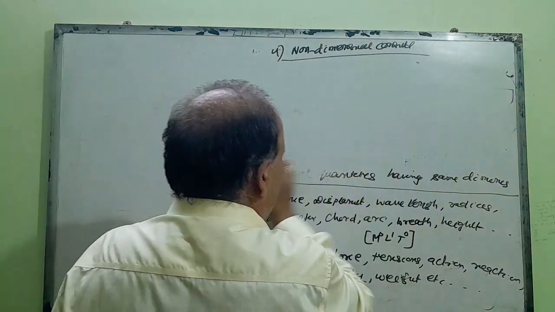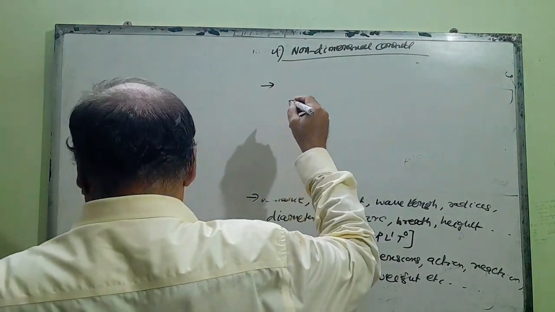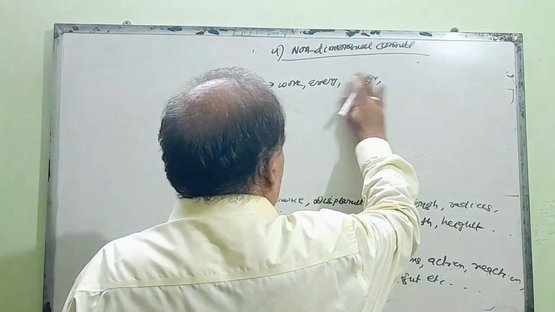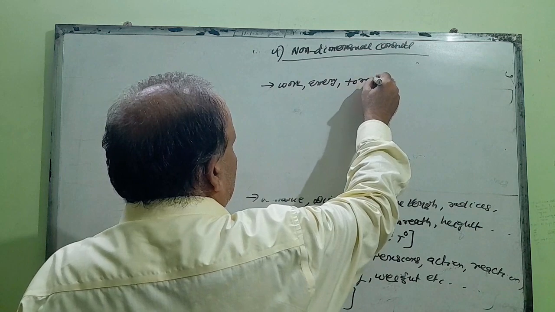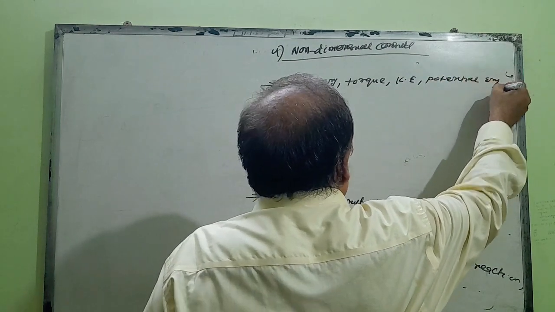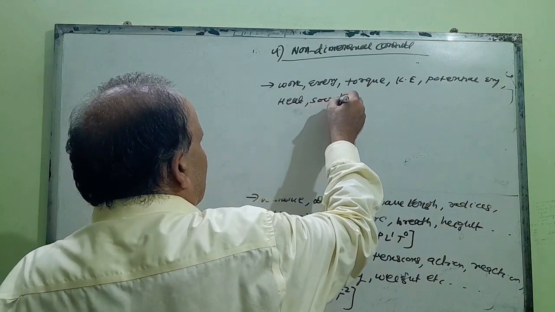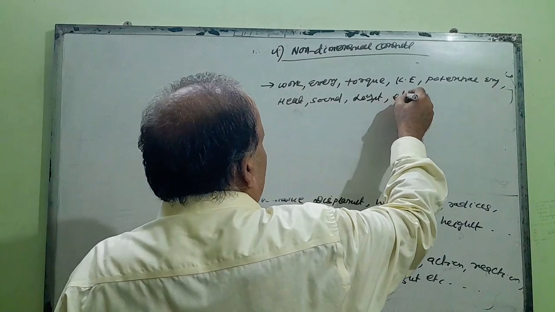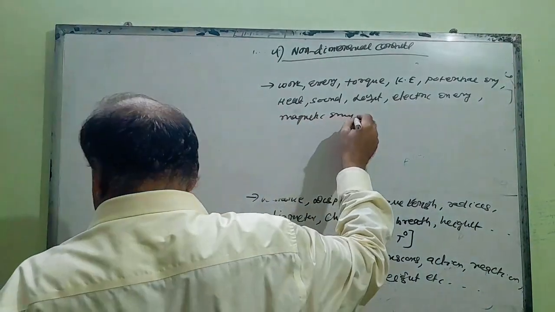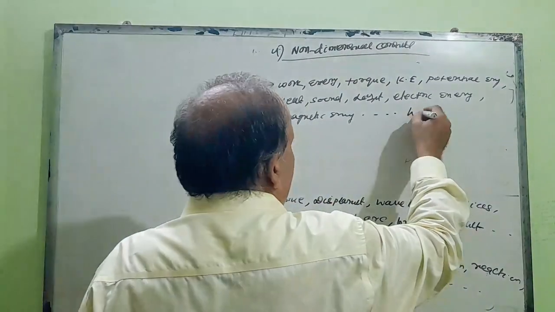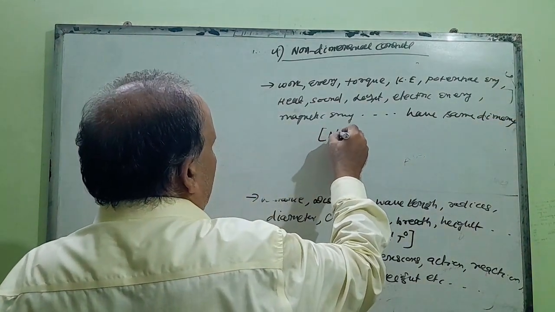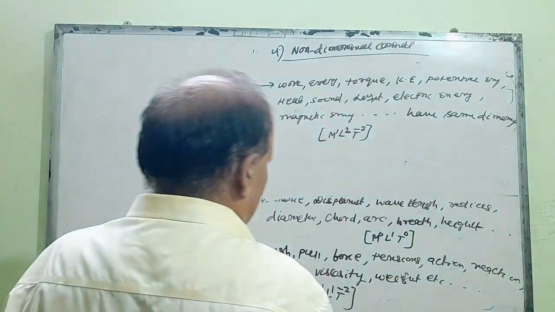Next, there is a third point. You remember work, energy, power, work, energy, torque, your kinetic energy, potential energy, heat, sound, light, electric energy, all types of energy, magnetic energy, your nuclear energy also, etc. have same dimensions or dimensional formula, that is your M1 L square T to the power minus 2. Remember all this.